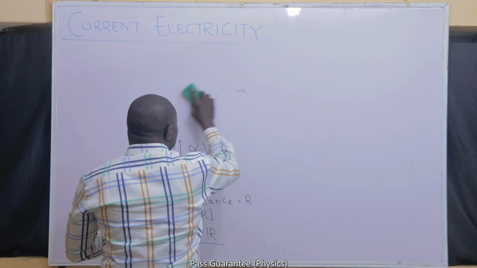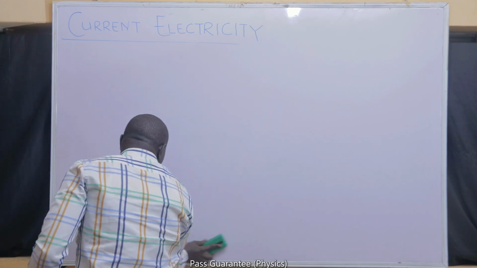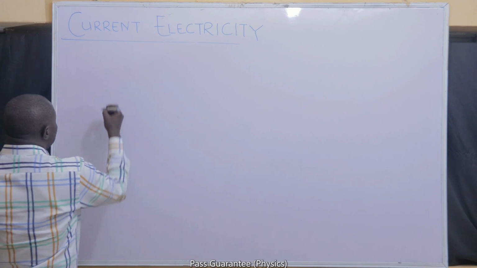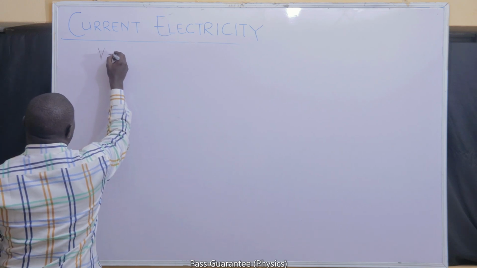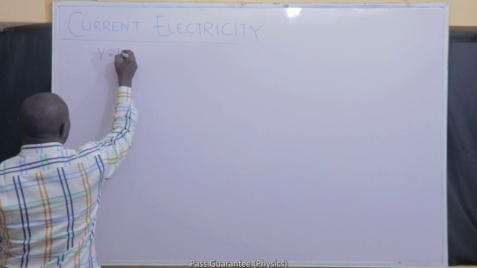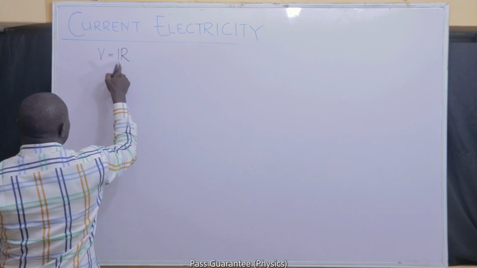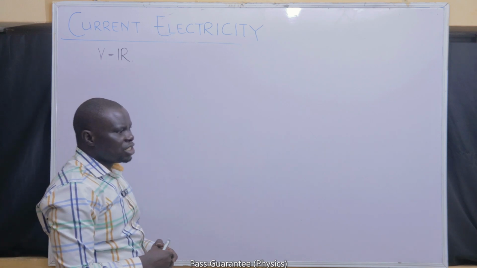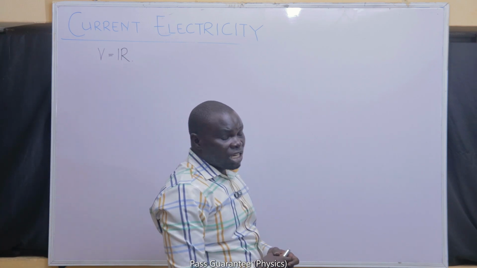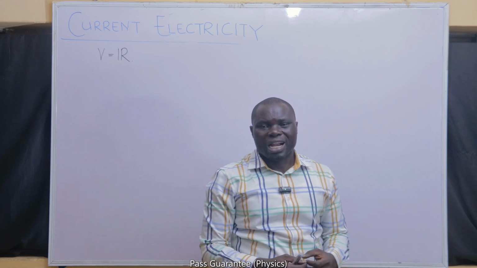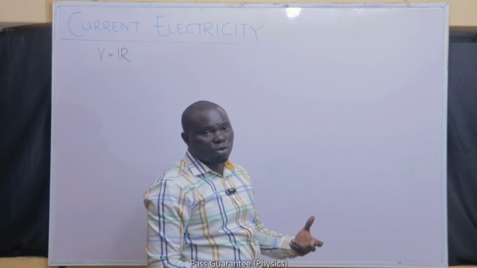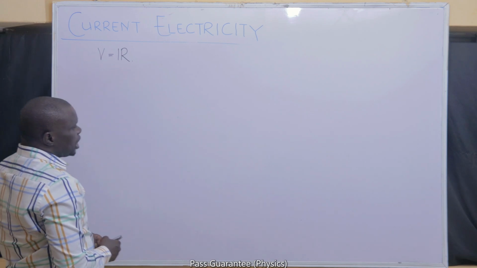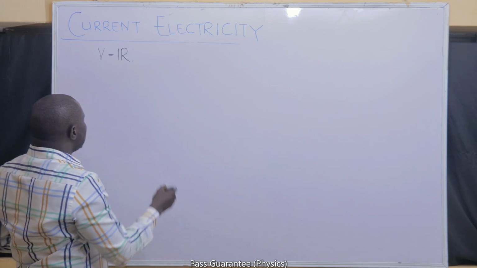Now, if we have resistors, how do we arrange resistors? Before we move on, we have established that the voltage applied across the ends of a metallic conductor is equal to the current multiplied by the resistance of the conductor. Now, if we have more than one resistor or conductor, how can we arrange more than one conductor inside a circuit? There are two different ways by which we arrange multiple resistors. We can arrange them in series.